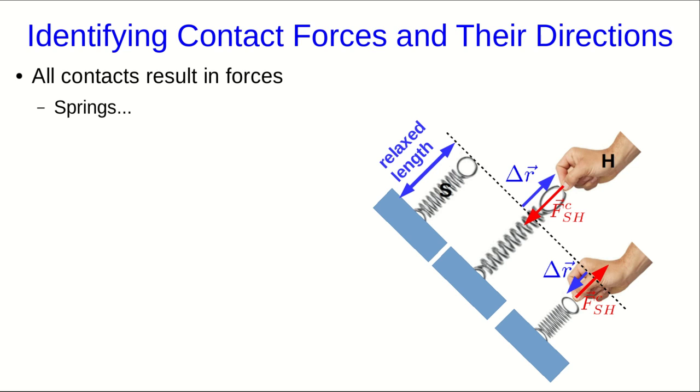I'm going to start with springs because I've actually already done this in an earlier lecture, so I'll just re-summarize what I've already said. If a spring is pulled on so that it stretches, then it pulls back towards its relaxed length. And if it's pushed on so that it's compressed, it will push back towards its relaxed length. And those forces act along the line of the spring.